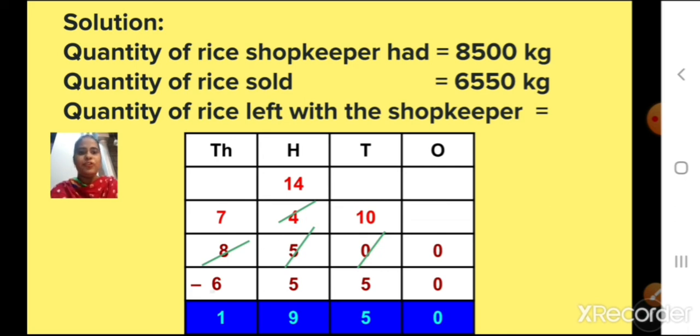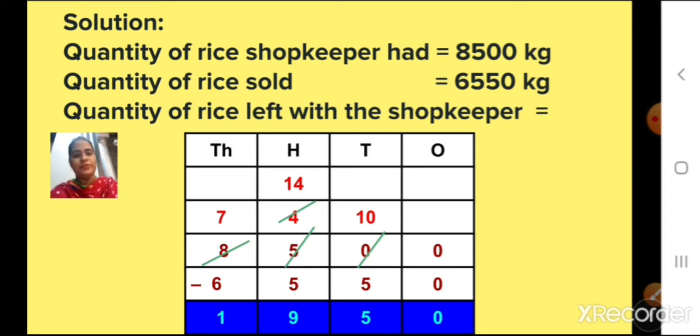Here again 4 minus 5 is not possible. So we have to borrow from thousands place. Thousands place we had here 8. 8 will become 7 and 4 will become 14. So 14 minus 5 is 9. Yes, children, and at last thousands place we have 7 minus 6, which is 1. So how much rice is left with the shopkeeper? 1950.